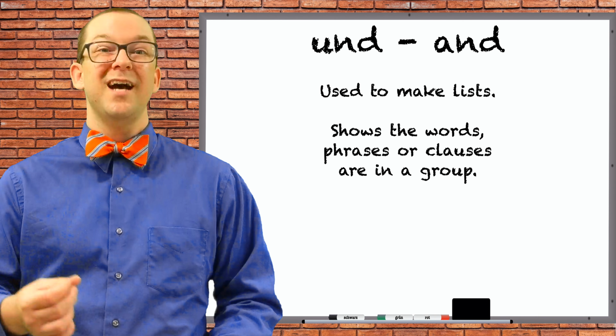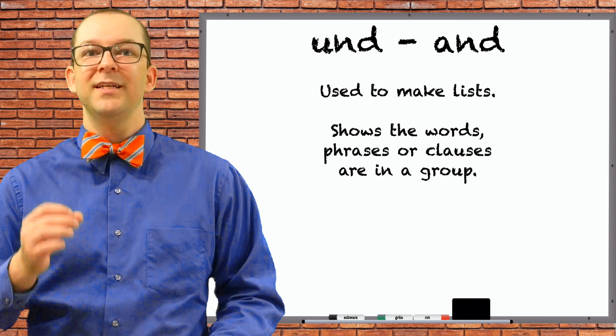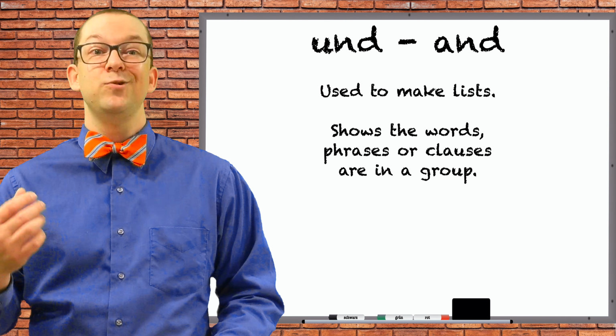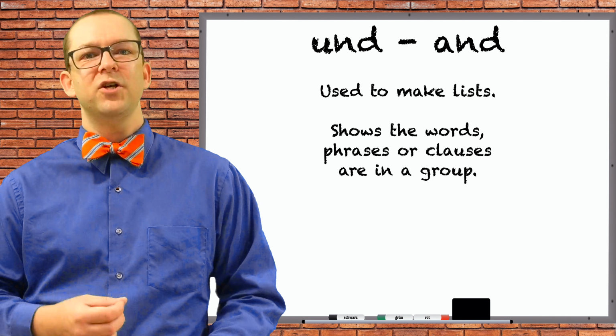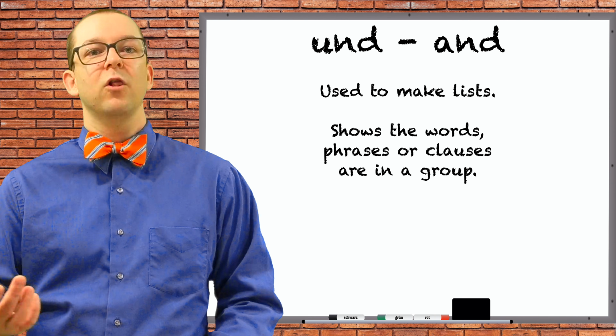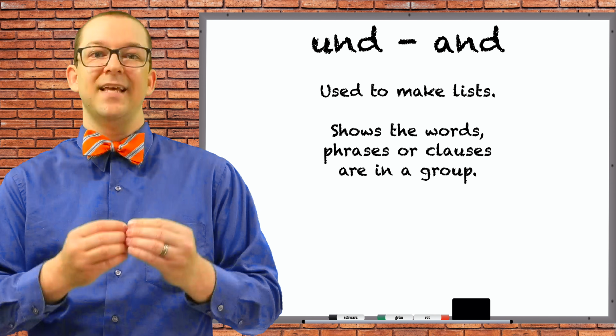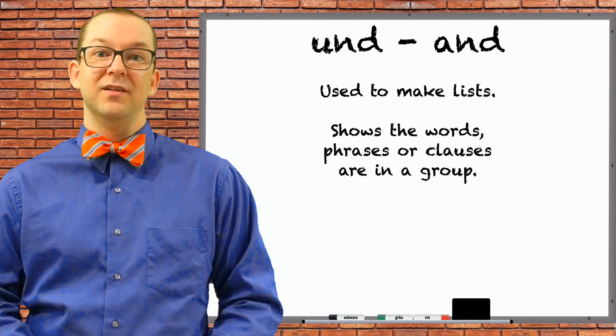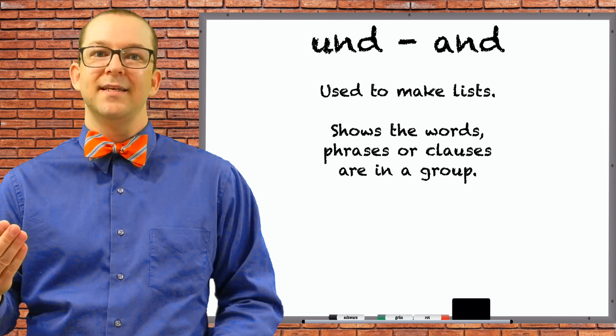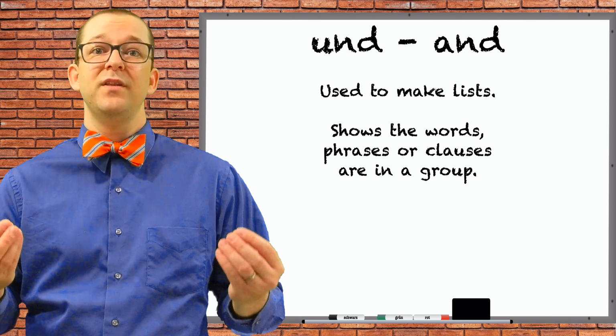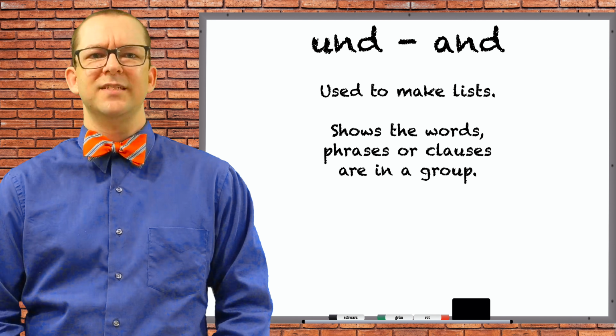The first and most common coordinating conjunction in German is und. It means and, and is used just like in English. This conjunction shows you that the words, phrases, or clauses that are connected with it are in the same group. This is great for building lists. You simply add it before the last thing on the list, and now you have a connection between the things on your list. Let's try some examples.